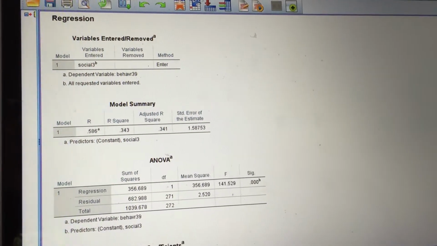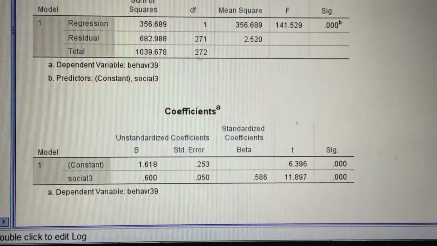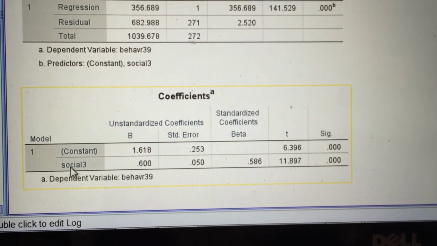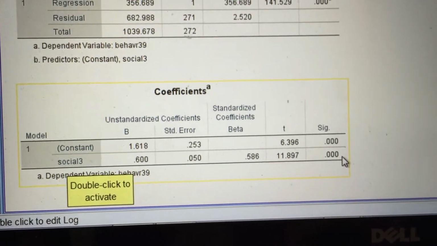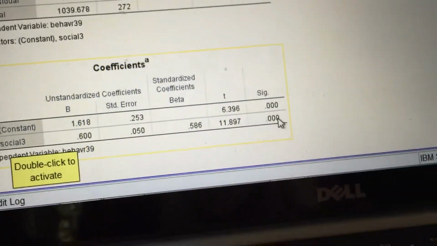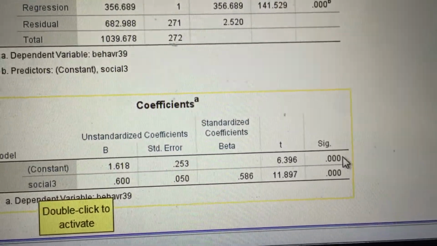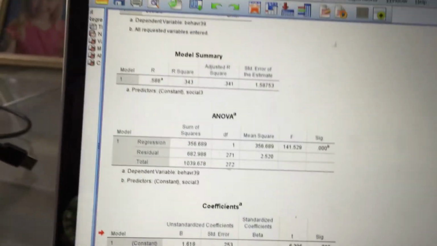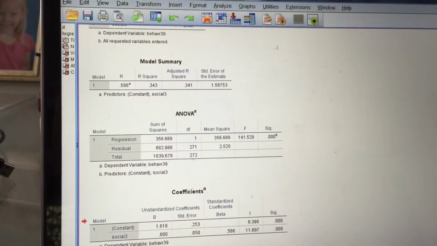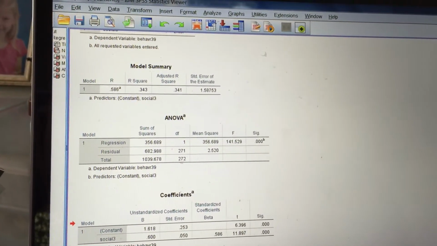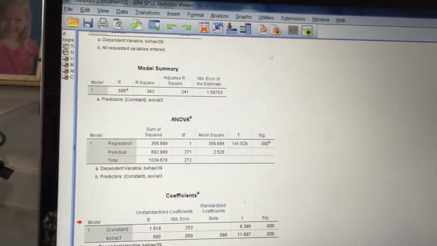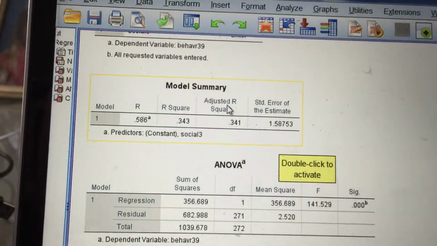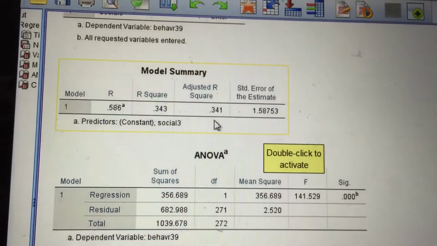We want to then go down and make sure that our independent variable is statistically significant. So we come down to the coefficients table, and we see that social 3 is statistically significant with a sig of 0.000. We also see that our constant, or our intercept, is statistically significant. And since we have a statistically significant linear equation and our independent variable in this bivariate regression is significant, I can come up to the model summary table and I see our adjusted R-square is 0.341.